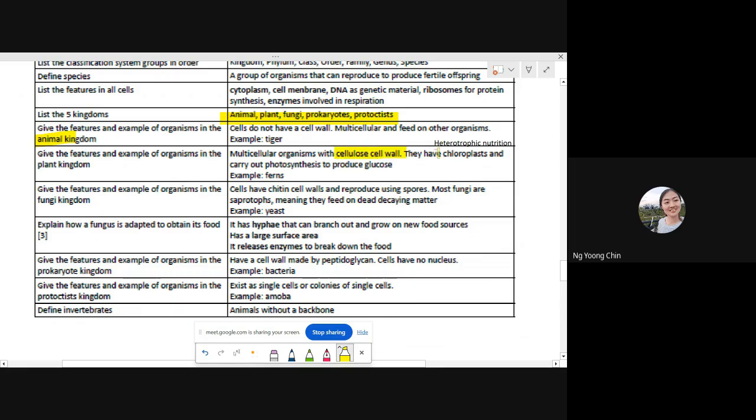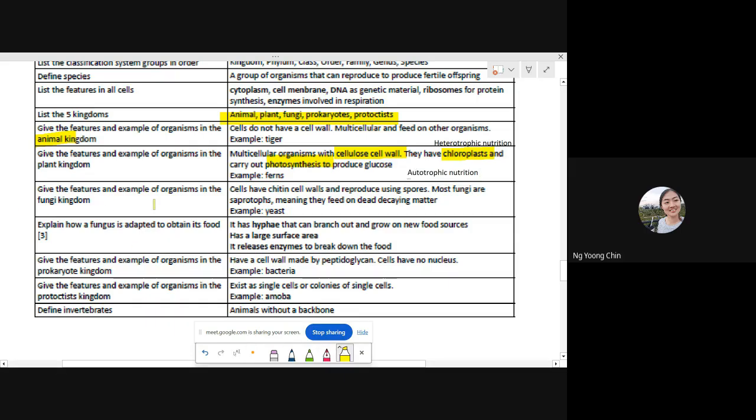They also have chloroplasts and are able to carry out photosynthesis to produce glucose. So they perform autotrophic nutrition. Then this one, how about the fungi?